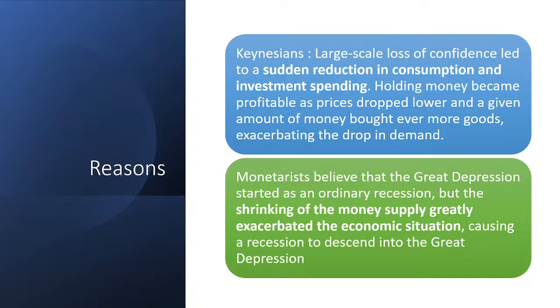There is a school of thought called Keynesian. It's inspired by the teachings of the great economist John Maynard Keynes from the UK. So the Keynesians, the people who actually believe in his theories and are inspired by his theory of macroeconomy, say that the Great Recession happened because of a large-scale loss of confidence.